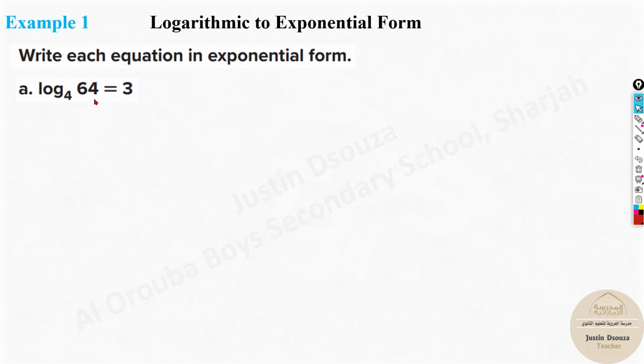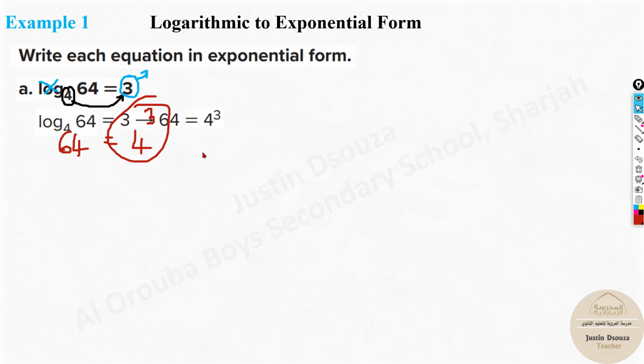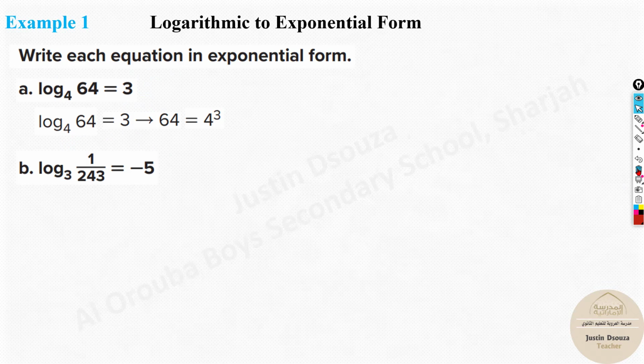So this is in terms of exponential. Now you're not solving anything, you're just writing it in exponential form. That's the only thing. This base goes over here, and whatever is there, equal to, moves up, and that will be your exponential form, 4 to the power 3. Please try this by yourselves, and then we will do the answers together.